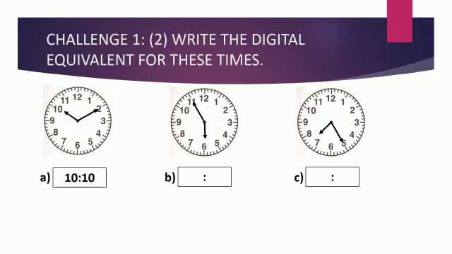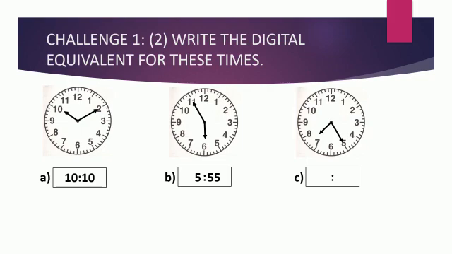On the second clock, you can see short hand is on 6 and long hand is on 11. It's not exactly 6 o'clock because there are 5 minutes left to 6 o'clock. When long hand is on 12, then it will be exactly 6 o'clock. It is not exactly 6 o'clock because 5 minutes are left. After 5 minutes, it will be 6 o'clock. It means that here 5 minutes are left to 6. So time is 5:55. Okay, students?